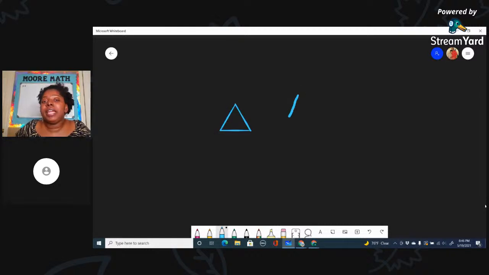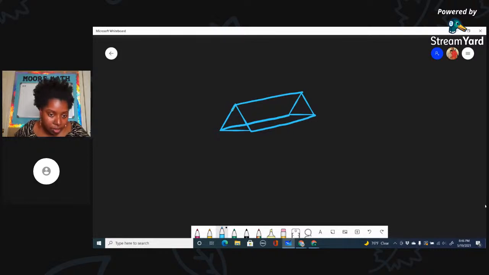Just like a rectangular prism, the reason why they call it a prism is that all of the sides are rectangles. The only thing that changes is the base. Now, unlike the rectangular prism, the triangular prism has triangle sides, but everything else is a rectangle.